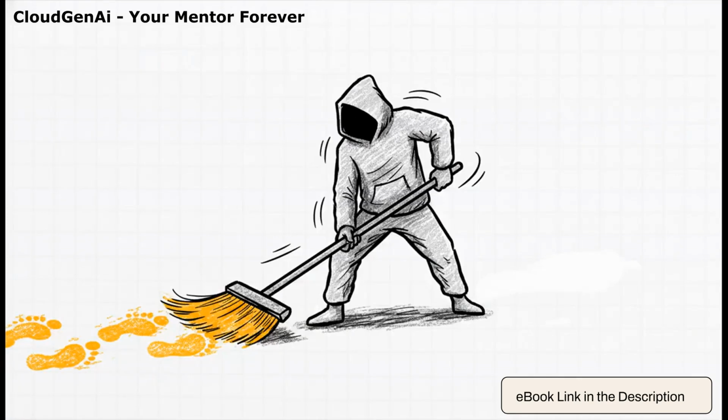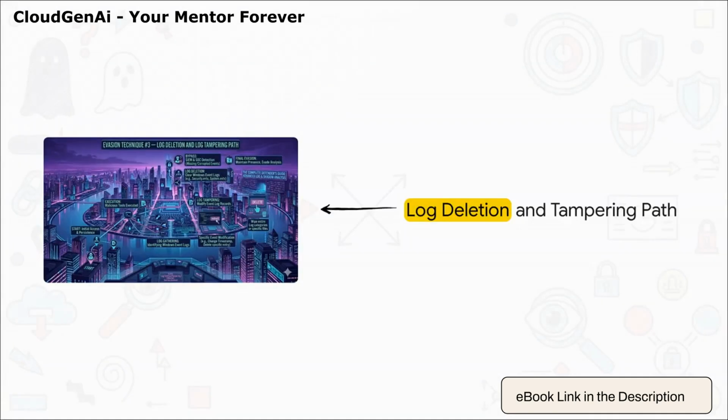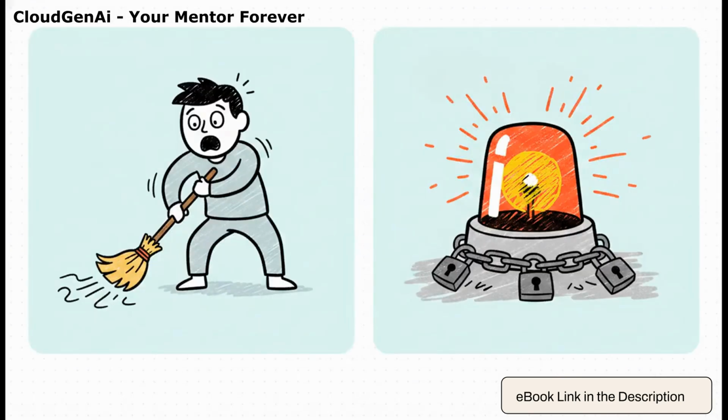Next up, erasing the evidence. Once they're inside, their next critical move is destroying that forensic trail. They'll clear Windows event logs or just disable your forwarding agents entirely to create total dead silence. But here's the kicker. Deleting that security log always triggers an unerasable event ID 1102.